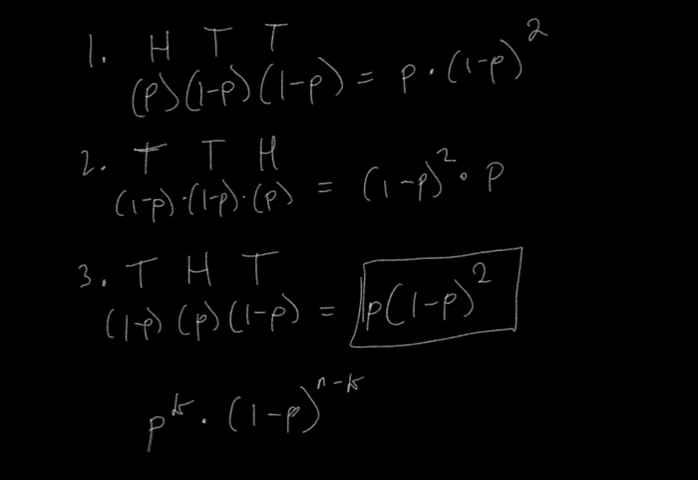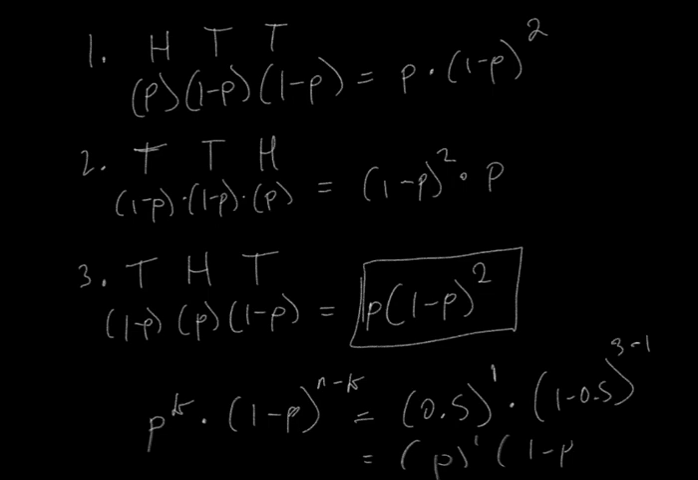And you'll see this is the same as if we were to fill in the different probabilities. This is the same as 0.5 raised to 1 times 1 minus 0.5 raised to 3 minus 1, which is 2, which, if we generalized it, is P to the 1 times 1 minus P squared, which is exactly what we saw above.